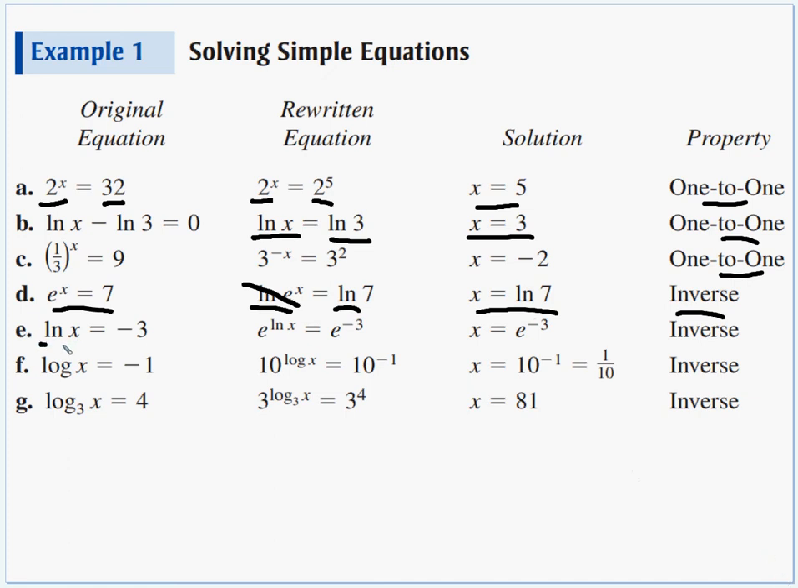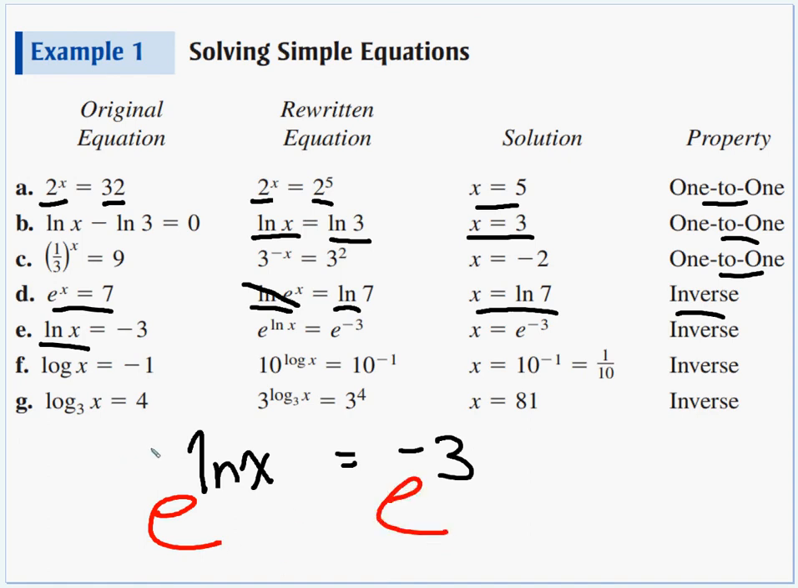Now here, ln of x, I'm going to rewrite this one down here. ln of x equals negative 3. Well, we want to get that x freed away from the natural log. And to do that, we need to give it a base. We need to make this an exponent, so we are going to exponentiate. We're going to base e both sides. So here now the e and the ln cancel, leaving x equals e to the negative 3. X equals e to the negative 3, inverse property.